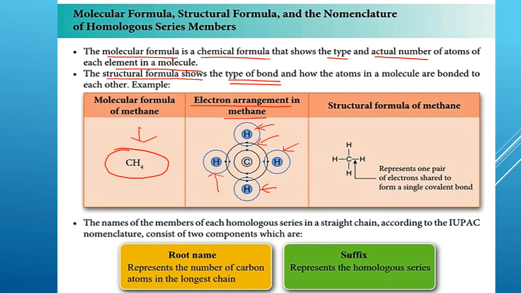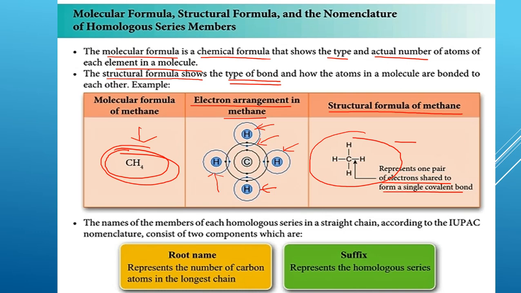Alright, and this is the structural formula of methane. C and H here, 4H. Like this one it represents 1 pair of electrons shared to form a single covalent bond. So kita boleh bezakan di antara molecular formula dengan structural formula. Structural formula adalah melihat kepada structure dia.